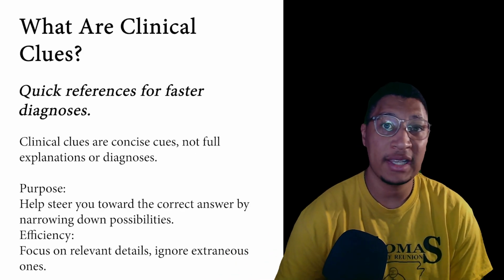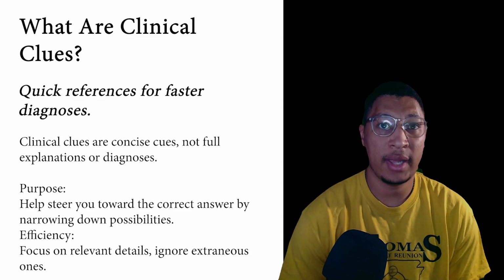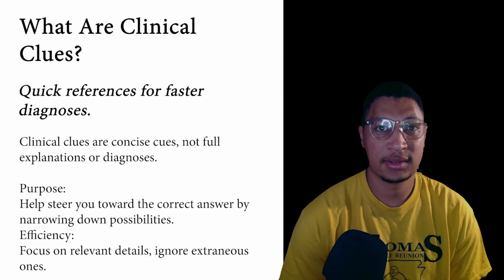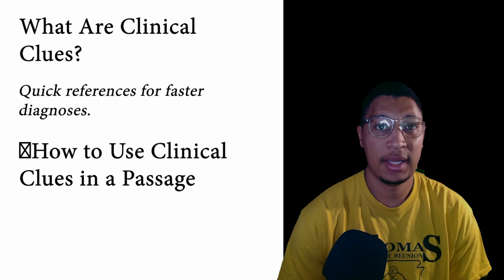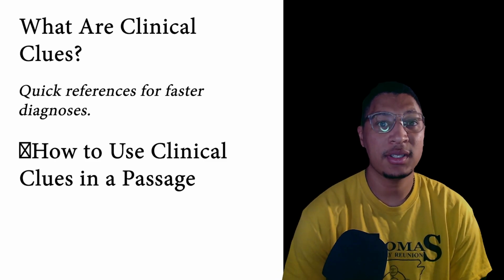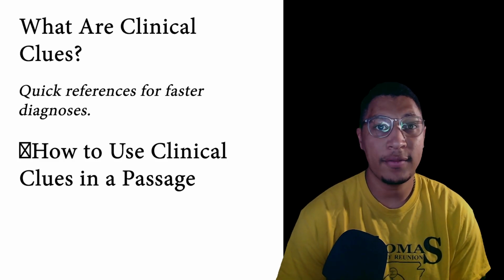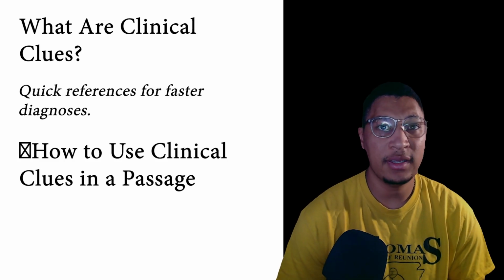Clinical clues are not full explanations or comprehensive diagnoses. Instead, they're quick references to help steer you in the right direction. For instance, if I come across a phrase like pleuritic chest pain and recent travel, I would immediately start thinking about pulmonary embolism. By focusing on the clinical clues as I read, I'm able to navigate the vignette more efficiently, identifying the most relevant information and ignoring the extraneous details.